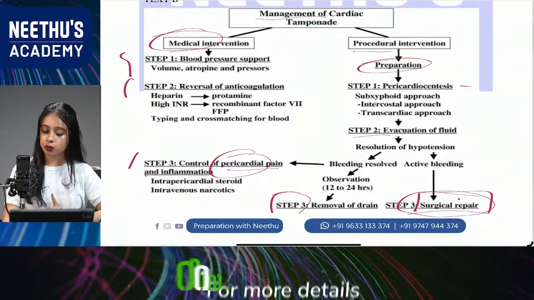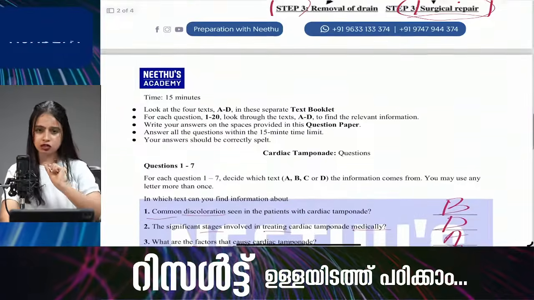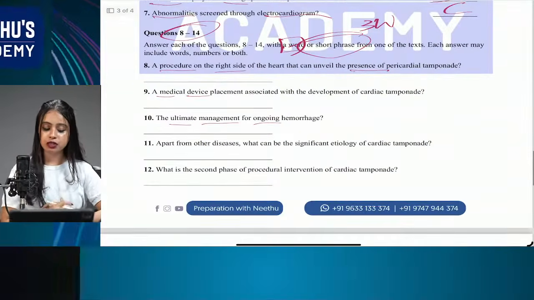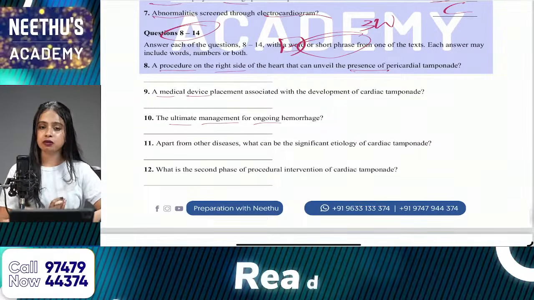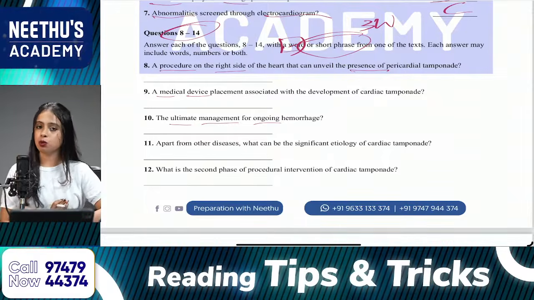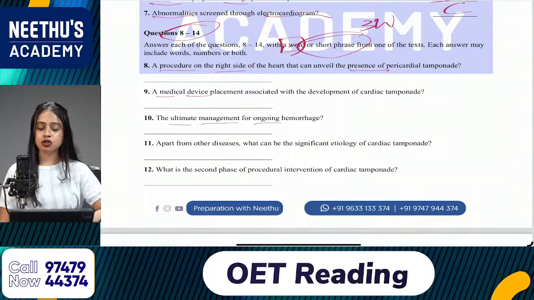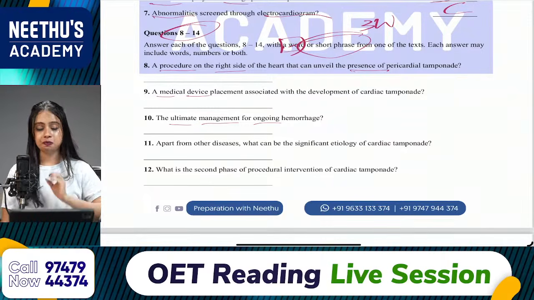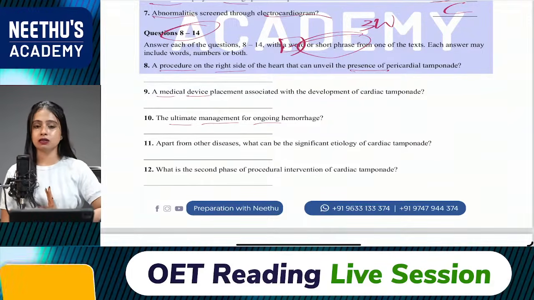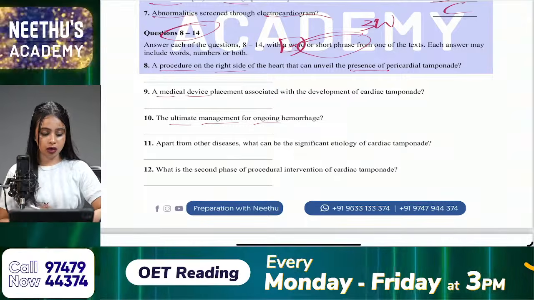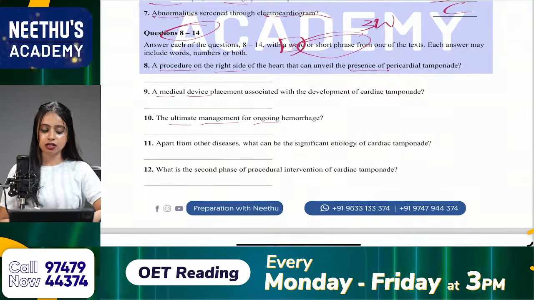So my answer should be what? Surgical repair. So what was the question? This question is a little bit tricky, I know. Okay, so what was the question? The ultimate management, which means the final management. So what is the final management here? It is surgical repair. Very good. So it is surgical repair from text study, the last step. Okay, Riba, yes, Vidya, it is surgical repair.